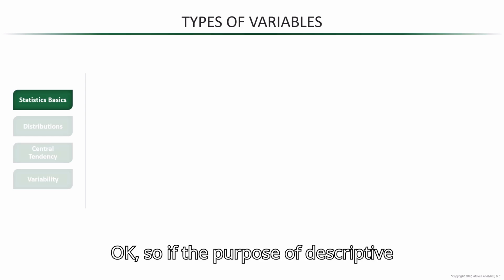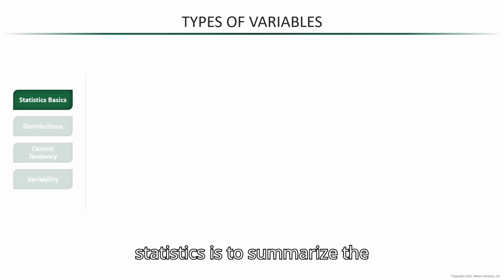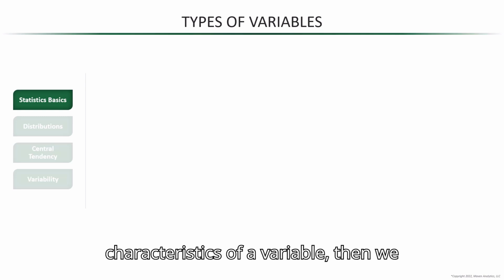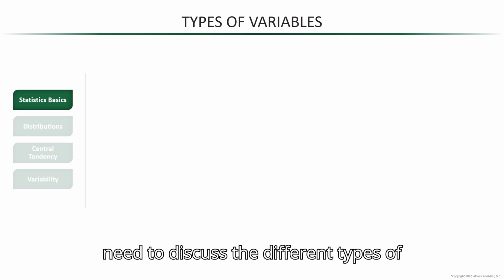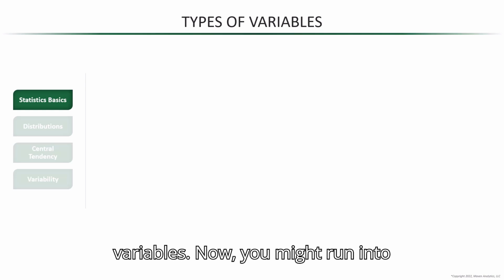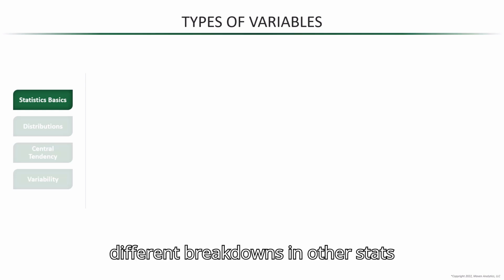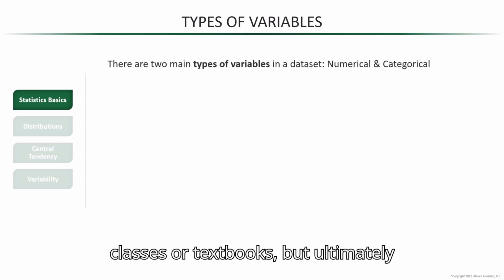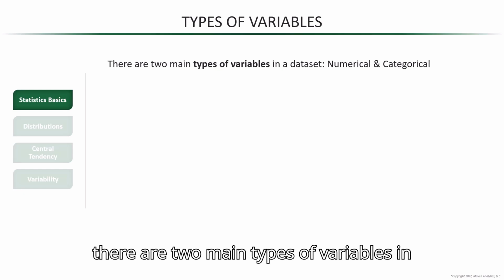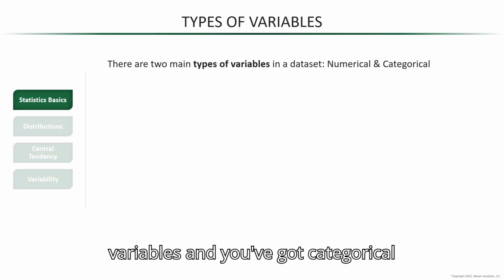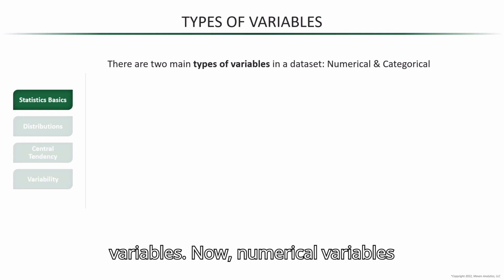Okay, so if the purpose of descriptive statistics is to summarize the characteristics of a variable, then we need to discuss the different types of variables. Now, you might run into different breakdowns in other stats classes or textbooks, but ultimately there are two main types of variables in a dataset. You've got numerical variables and you've got categorical variables.